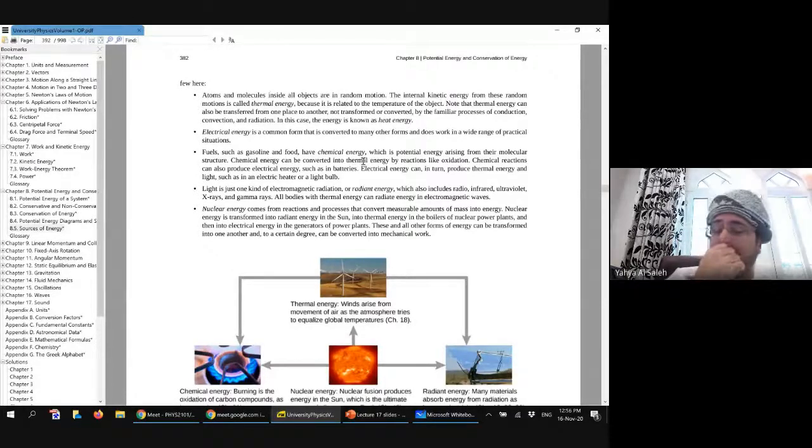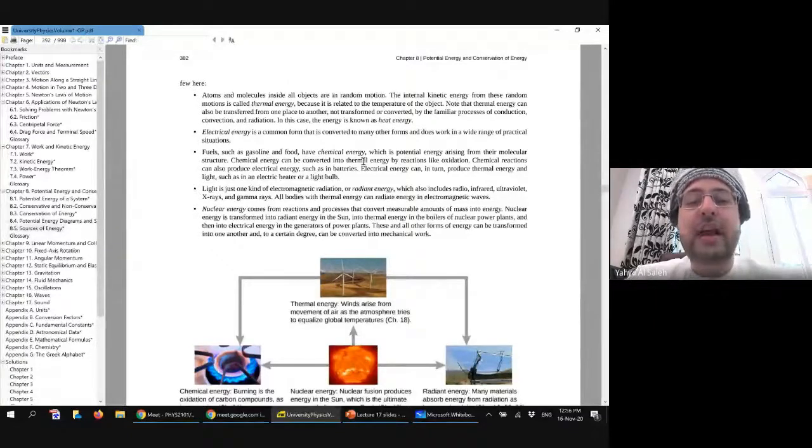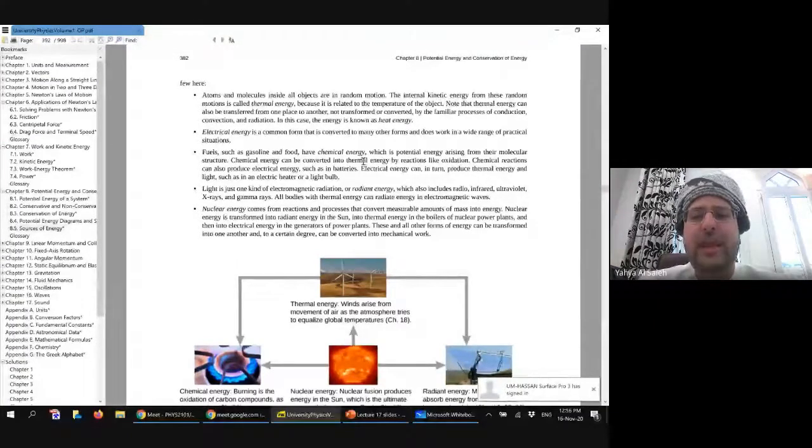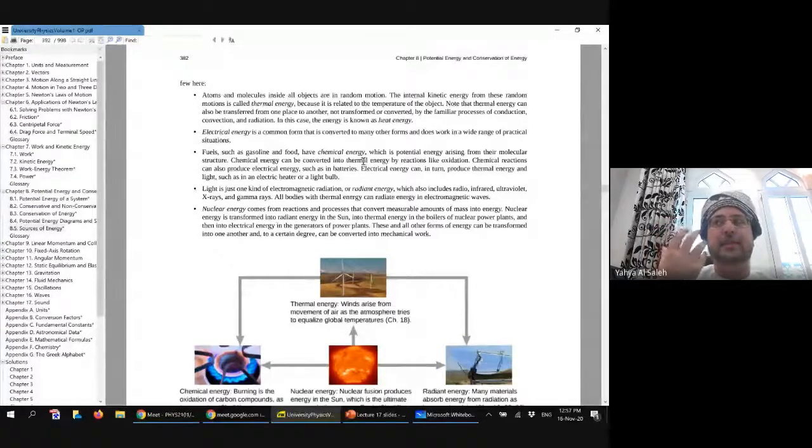Light has a lot of energy in it. Light is one kind of electromagnetic radiation. We have radio, infrared, ultraviolet, X-rays, gamma rays, cosmic rays, so many different types. And anything with thermal energy actually radiates electromagnetic waves. Some of them, like our light bulbs, emit in the position in the spectrum which we can see, but some don't. Some emit in other frequencies which we don't see, like X-rays.